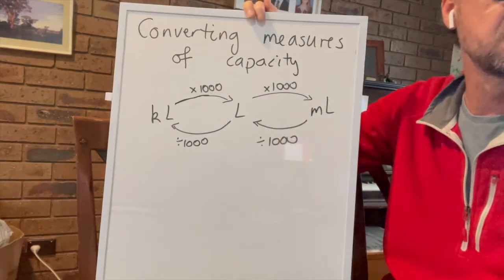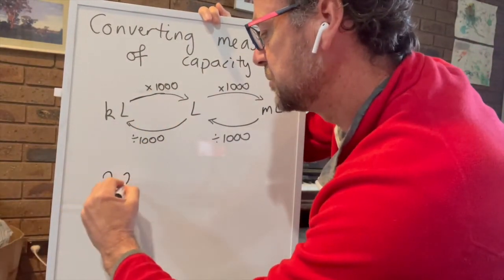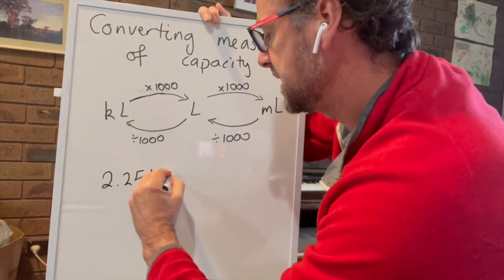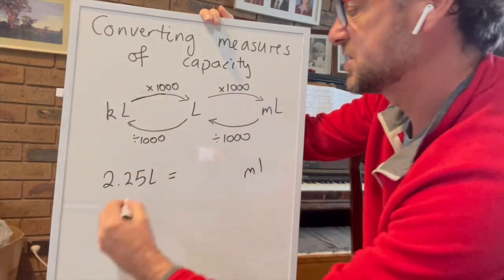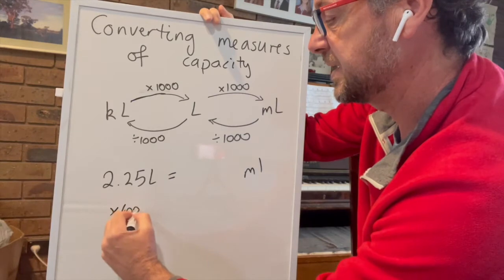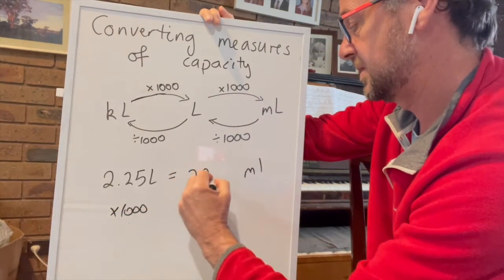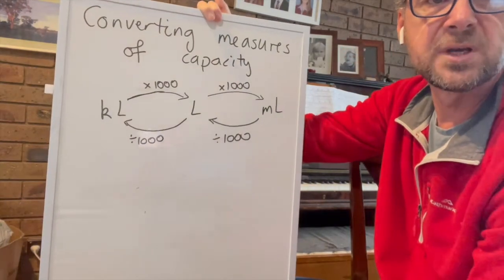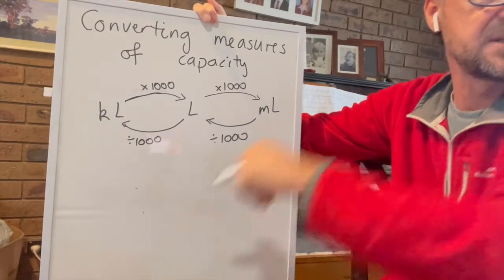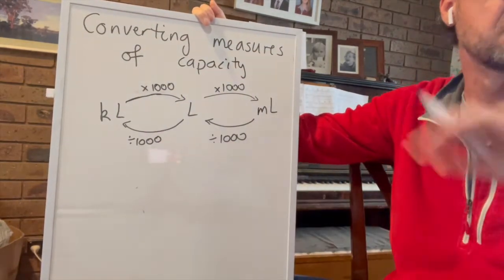So let's have a look at an example of one of these. So for example, if we're given 2.25 litres and we want to convert that to millilitres, it's just a case of multiplying that by 1,000, okay? And that will give us our conversion to millilitres.